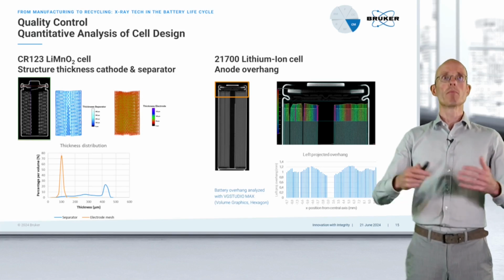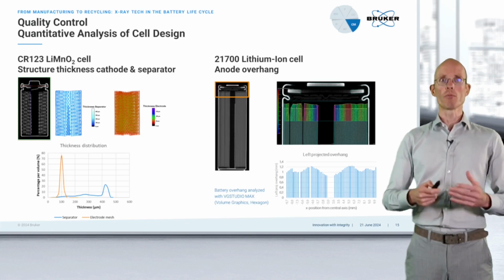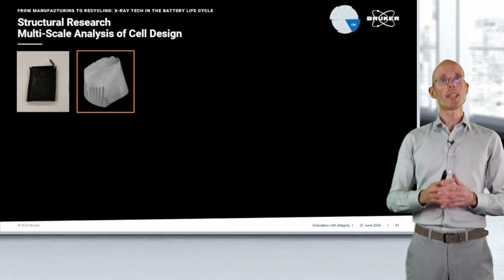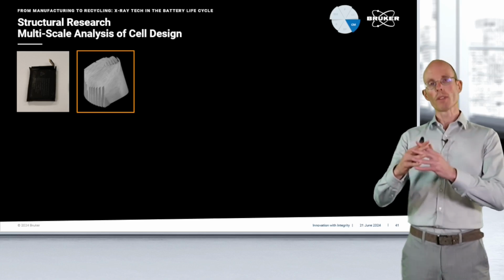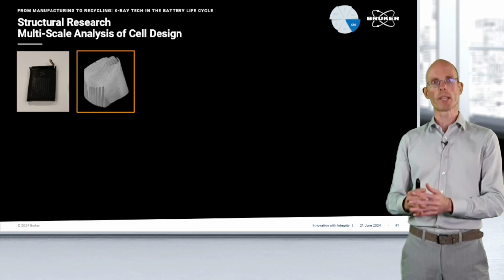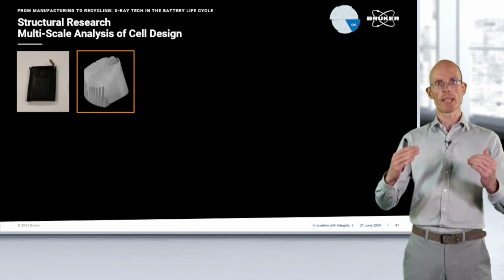So that is quantitative inspection of cells at the micron level. But even on battery cells, we can do more advanced inspection and characterization of the structure, and even at different length scales.